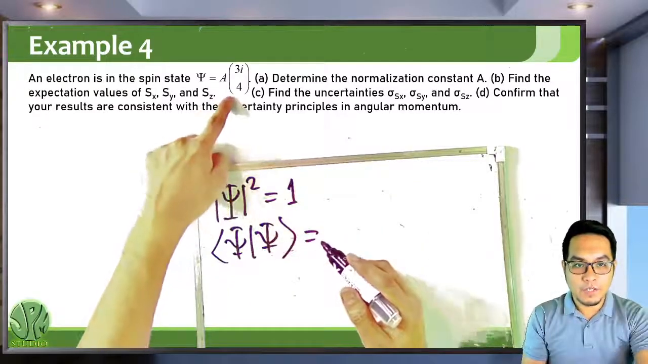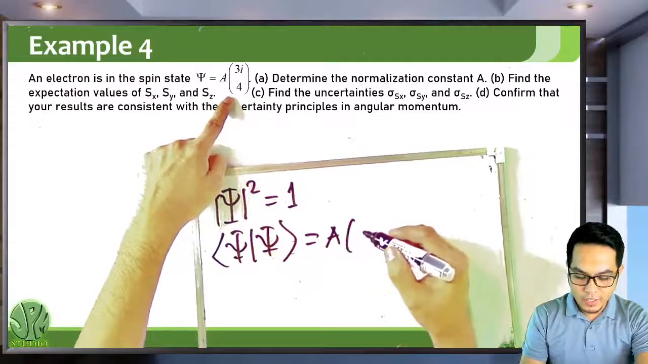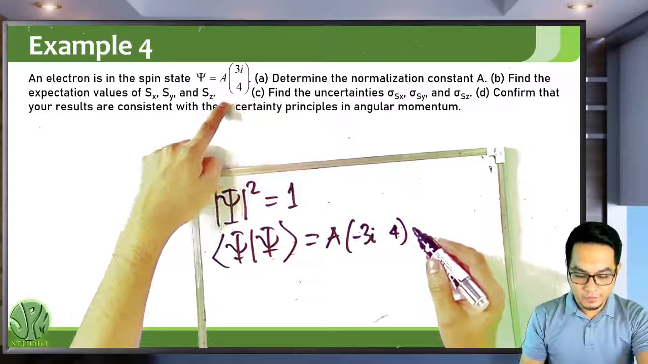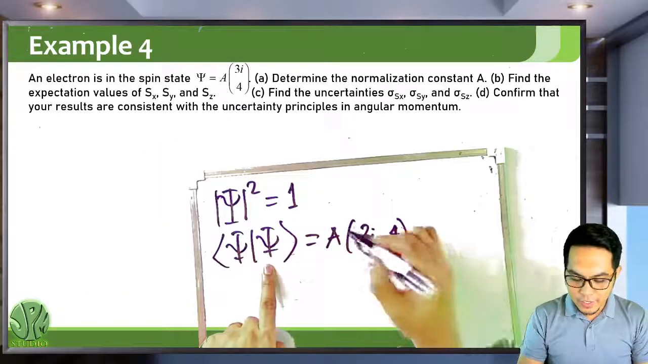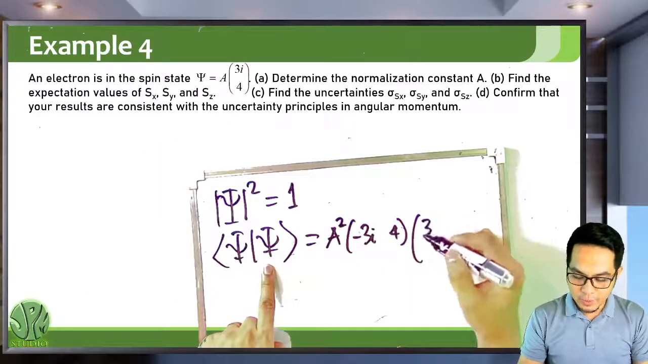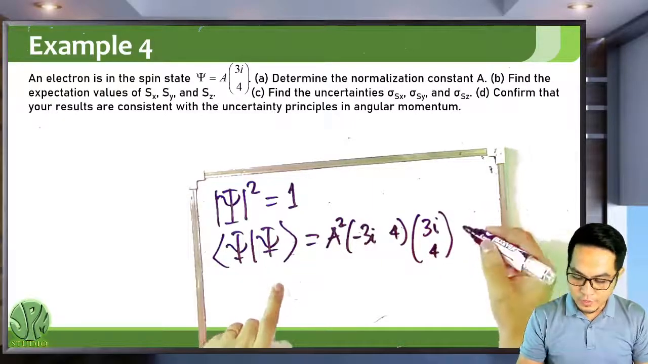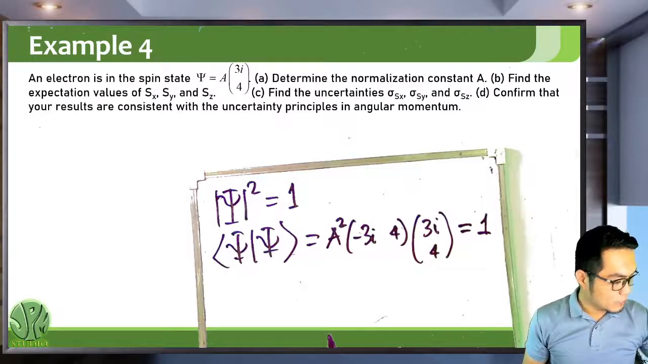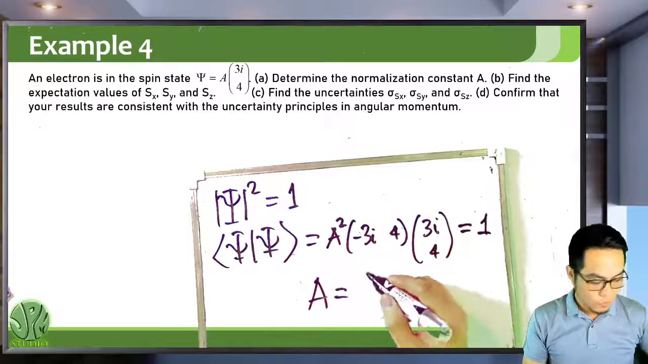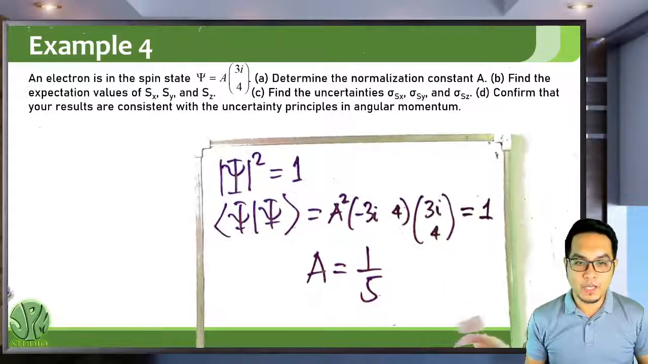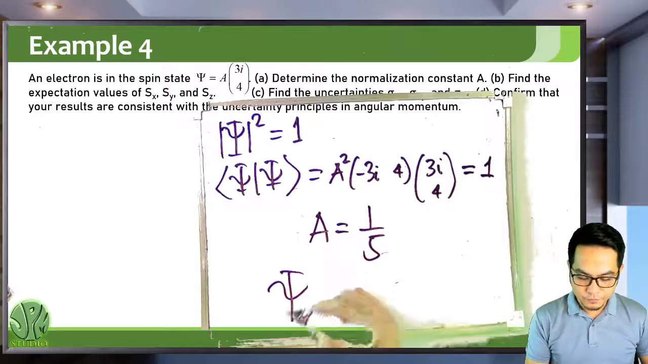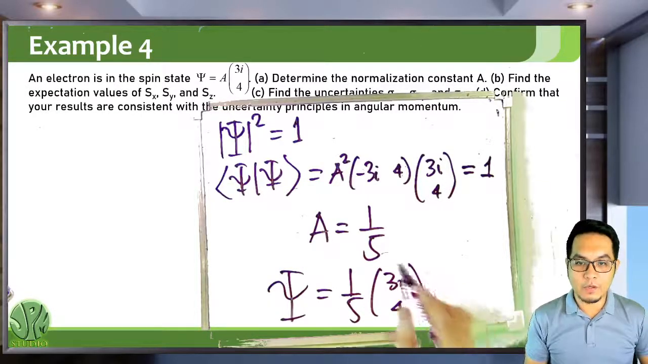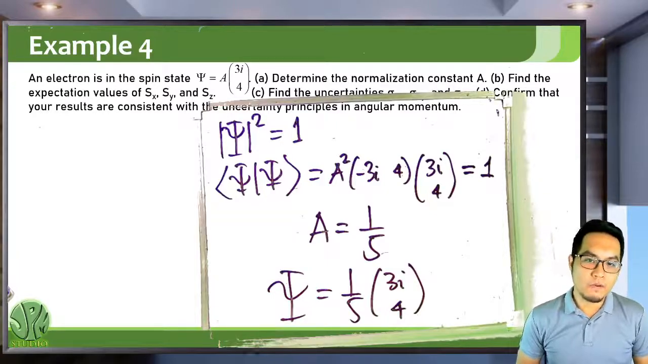The bra version of this is a row matrix, A conjugate, so negative 3i, 4, and then psi, so there's still an A, so it will become A squared here, and then you will have positive 3i, 4. This should be equal to 1. So doing that, you will get A is equal to 1/5. Meaning your psi now is actually 1/5 times (3i, 4). This is now your normalized wave function.